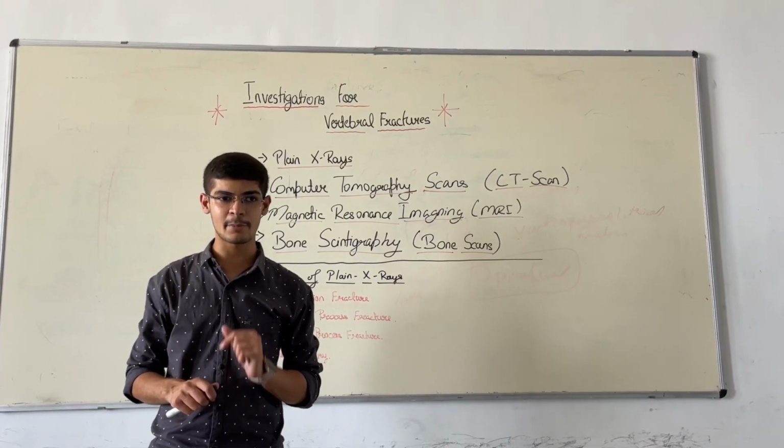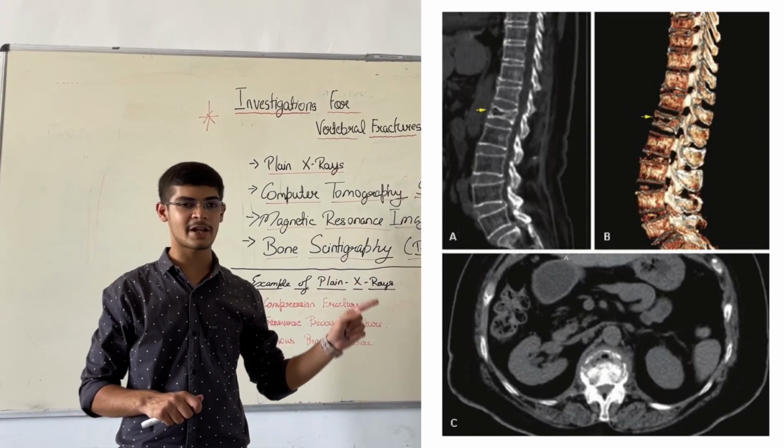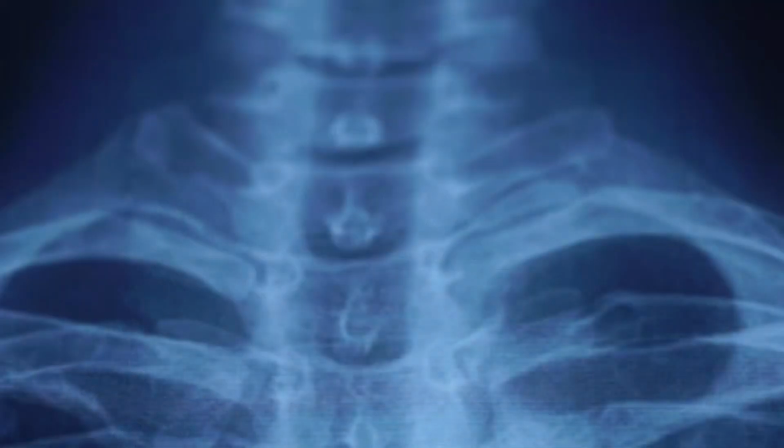So let's take an example of a CT scan. Here is a CT scan report showing the compression fracture of the L1 vertebra.